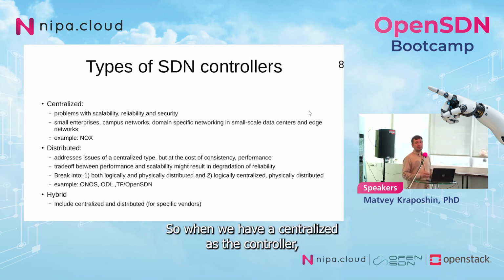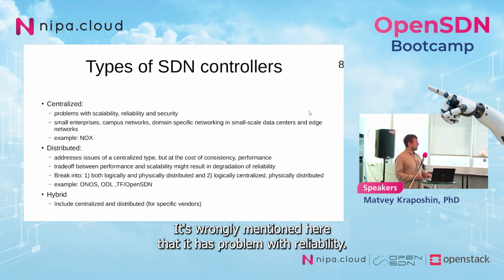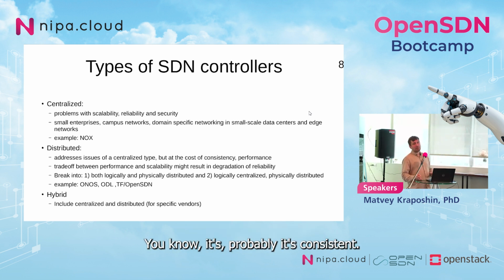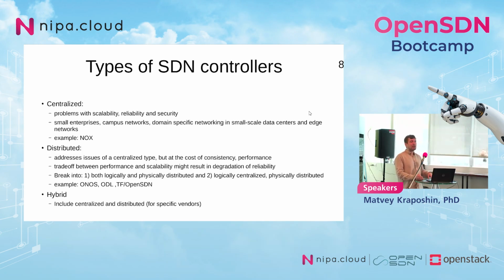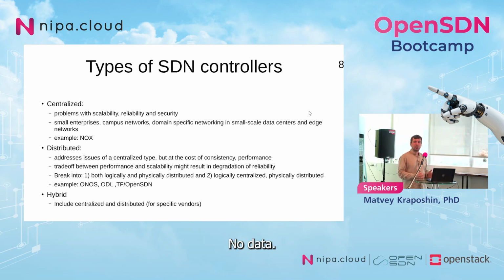So when we have a centralized SDN controller, it is, for example, NOX. It is convenient for small enterprises, for campus networks. It's wrongly mentioned here that it has a problem with consistency. No, it is consistent. It doesn't have problems with consistency because there is no data sharding, no data partitioning, but it has problems with scalability, reliability, and perhaps with security.